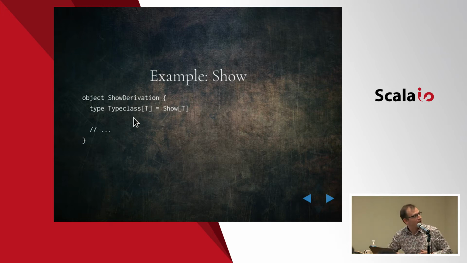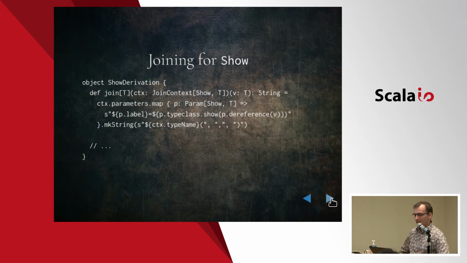So we define the type class, type class of T equals show of T. Not very hard. And in most cases, it will literally be a line like this. There are some cases where maybe your type class has an additional parameter that you want to be fixed, and you need to tell Magnolia which one is the one that is generic, otherwise it doesn't know. So we've got some more stuff coming. So I'll spend a little while on this slide.